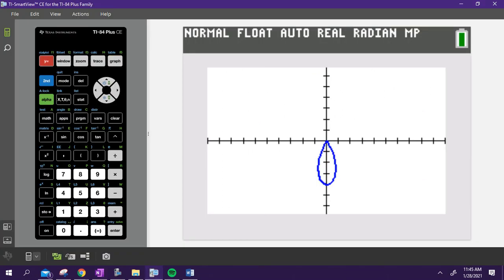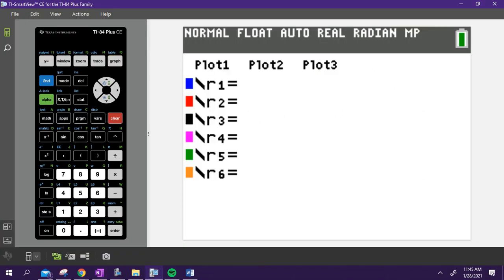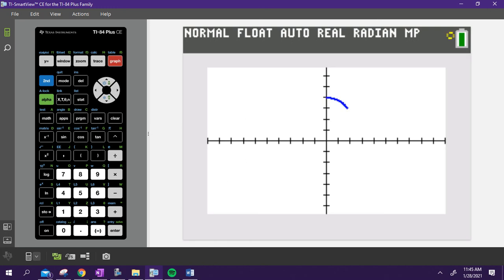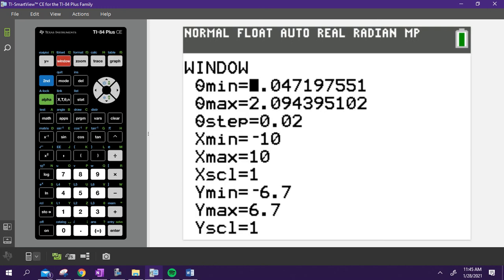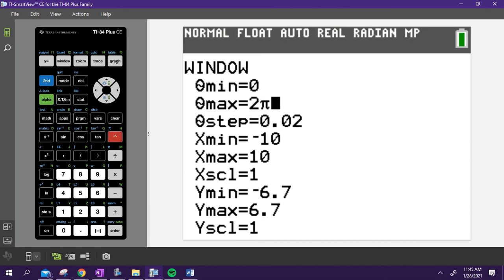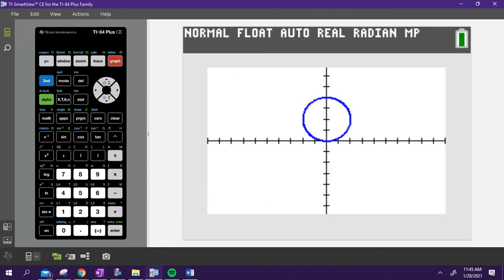Okay, so let's go to our calculator. We're going to Y equals. We are typing in that equation, 4 sine theta. Let's graph it. Oh, I got to change my window because I had it messed up. Let's go from 0 to 2 pi. We graph it. Boom, it goes around. And if you notice, we really went around twice.